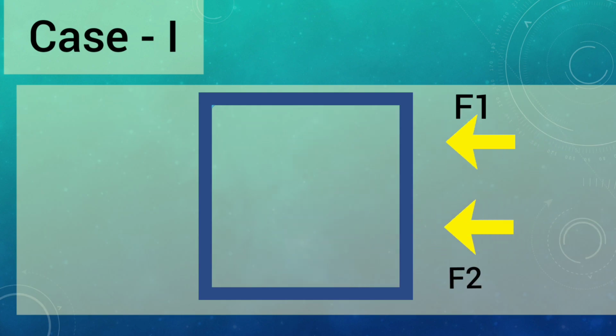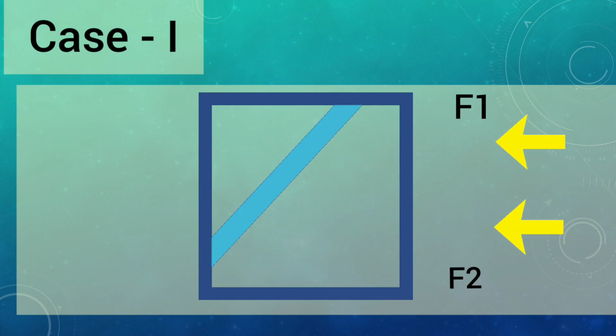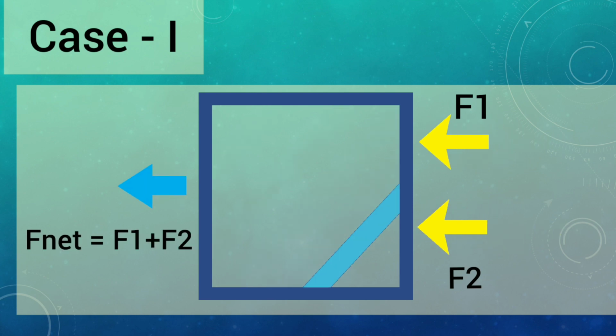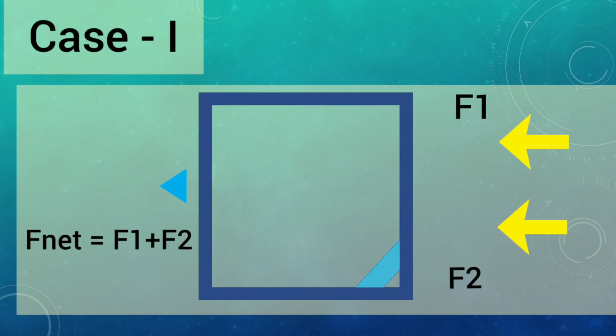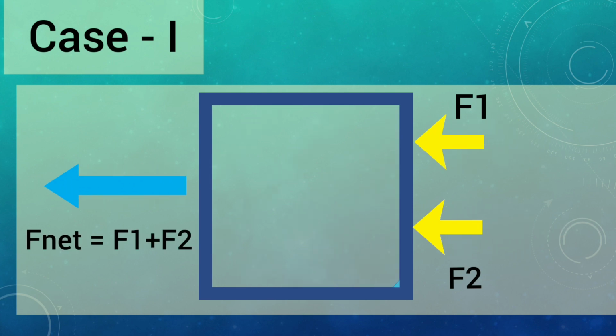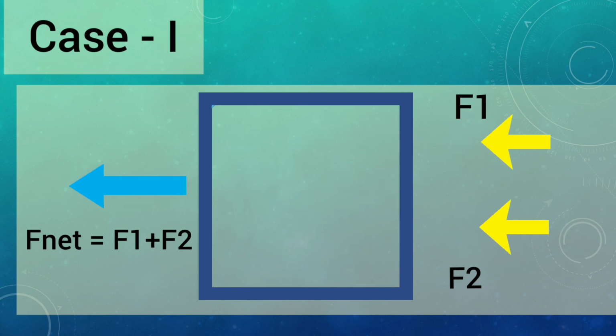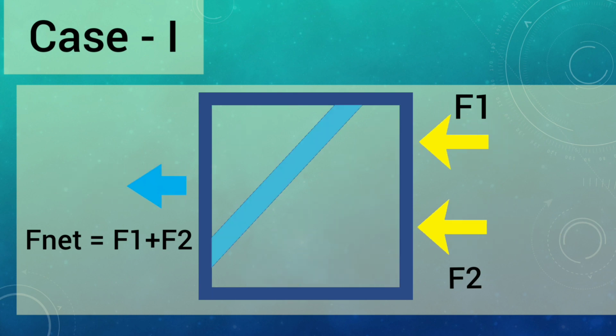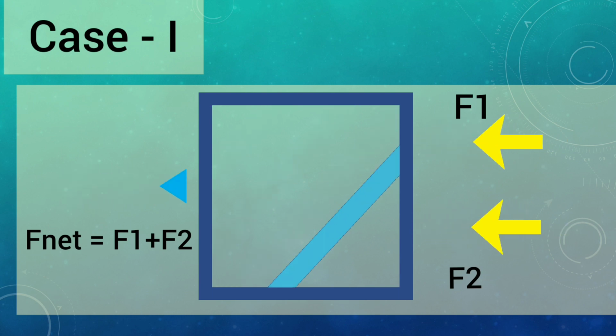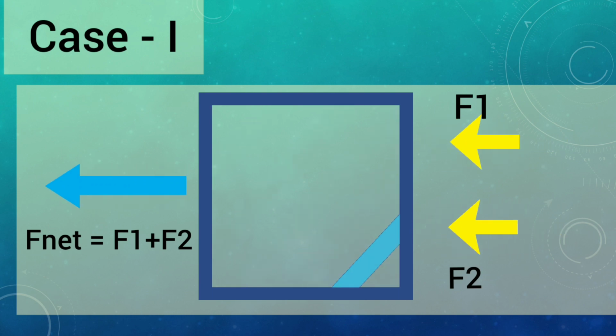If the two forces applied to an object act in the same direction, then the resultant force acting on the object is equal to the sum of the two forces. It means when two forces act in the same direction, their effective magnitude increases. Let's understand this with the help of an example.